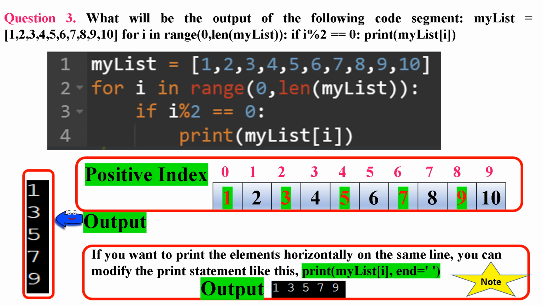You should note that if you want to print the elements horizontally on the same line, you can modify the print statement like this. Look at the bottom of the screen: print(mylist[i], end=' '). Here, end equals empty space changes the default new line character to a space, so the output will be 13579 in a horizontal way.